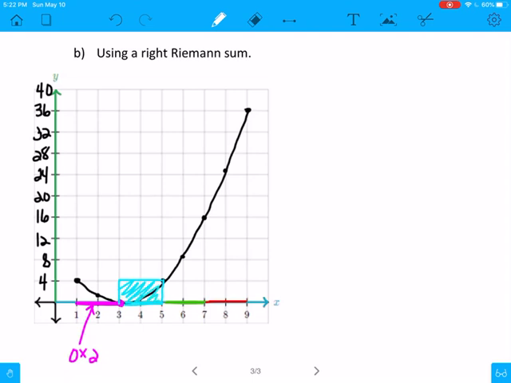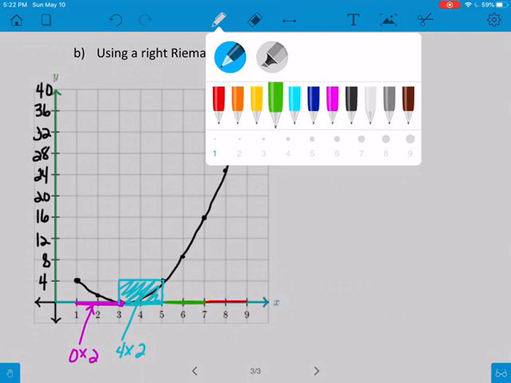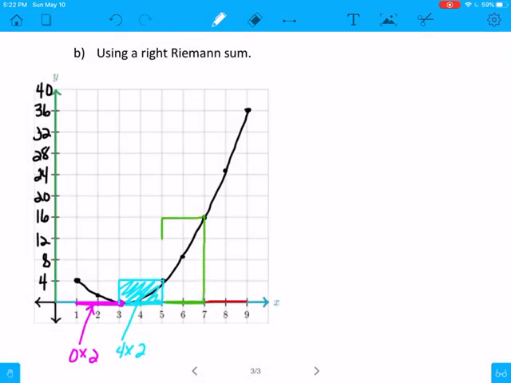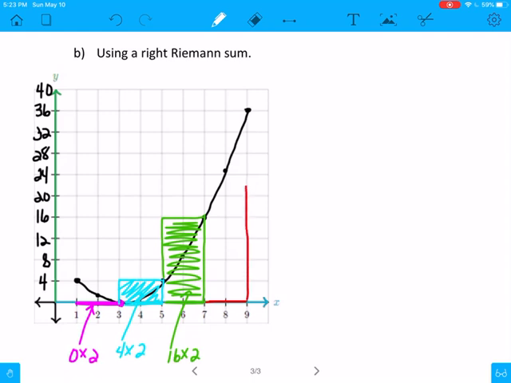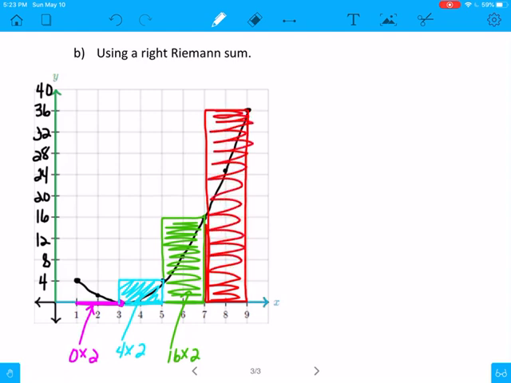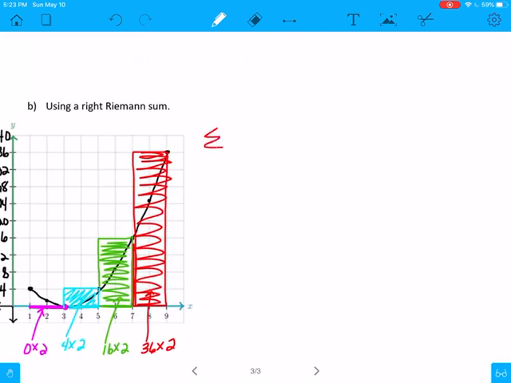Now I'm overcompensating. I have too much area. So that's going to be 4 times 2. For the green, I go to its far right, which is 7. 7 is at 16. Follow it over. Once again, I have too much area, so that's 16 times 2. And then my red is overcompensating again, so too much area, and its y is 36 times 2. So I'll write out the equation.